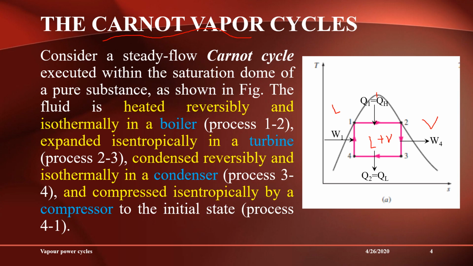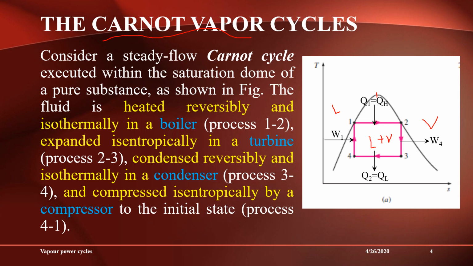is an expansion process which occurs in the turbine, and 3-4 is again a constant temperature process, a reversible isothermal process where heat is rejected. This occurs inside a condenser where the heat is rejected. And the last process, 4-1, is a compression process. It is an isentropic compression process. Entropy remains the same, or a reversible adiabatic compression process inside a compressor. So these are the four processes occurring in the Carnot vapor power cycle.